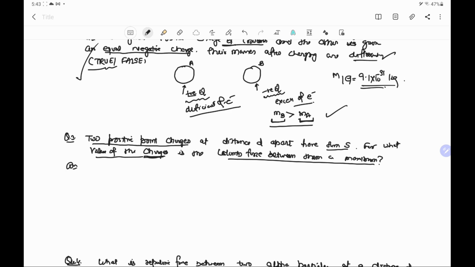Answer. Suppose the two charges are Q1 and Q2, and given is Q1 plus Q2 equal to S. Their sum is given. For what value of their charges? We have to find the value of these charges, or we have to bifurcate this S, such that the Coulomb force between them is maximum.